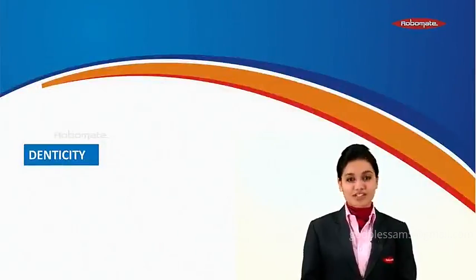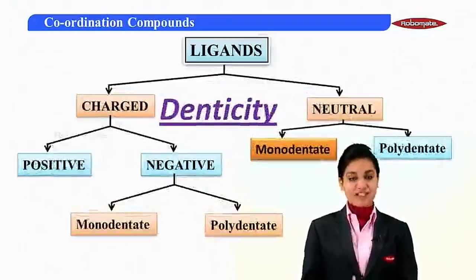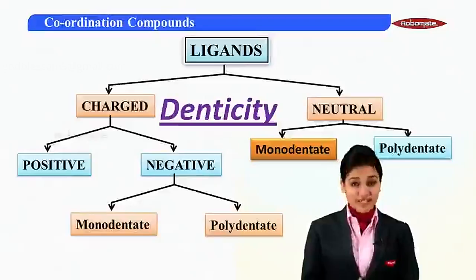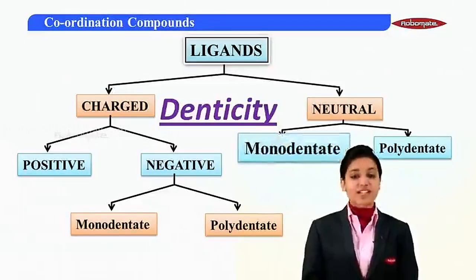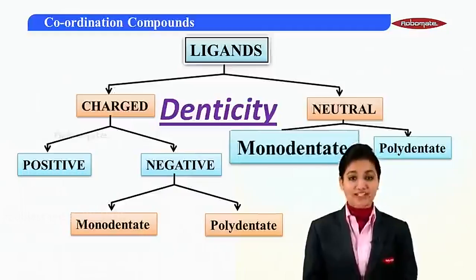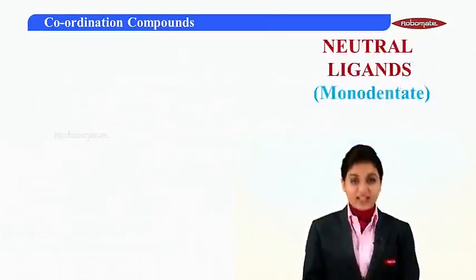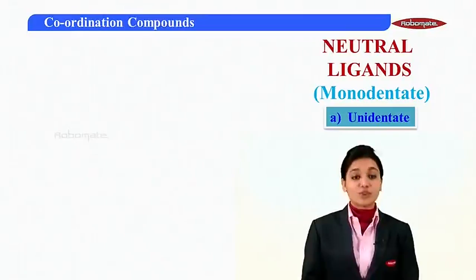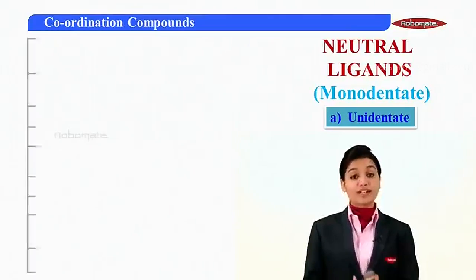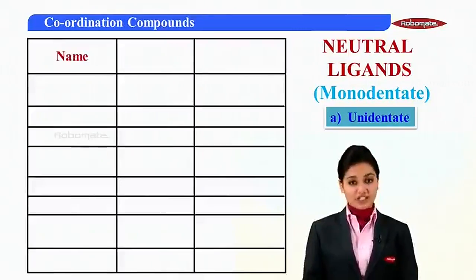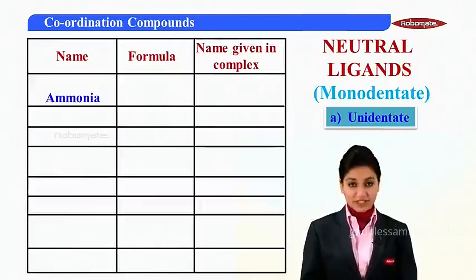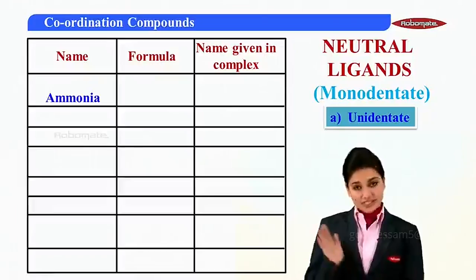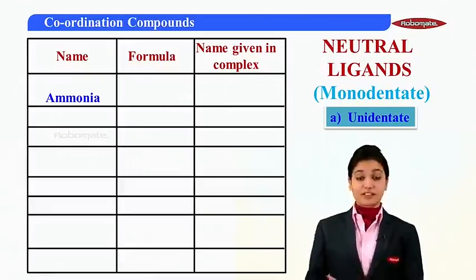Let us continue our discussion with denticity. Now as we know, the ligands have been classified on the basis of denticity into various categories. Let us begin with the next category, that is monodentate neutral ligands. Here you have the list of the unidentate or monodentate ligands which are neutral in nature, with their name, the formula and the name which is given in the complex. We have already done this list in the prior modules.